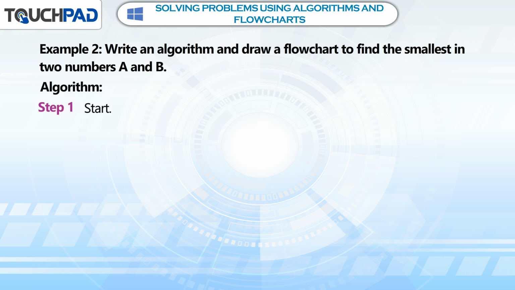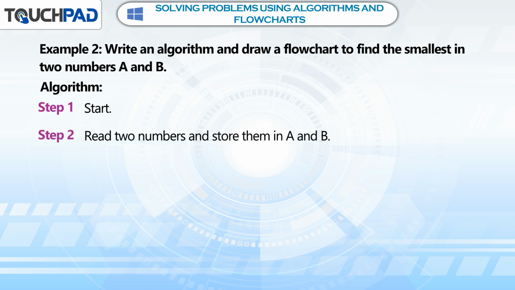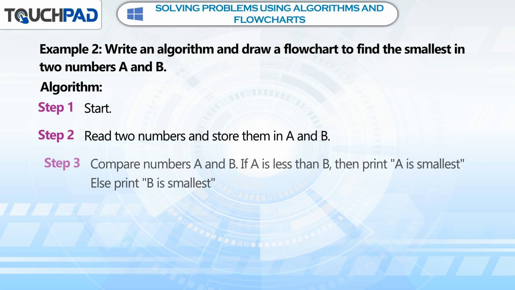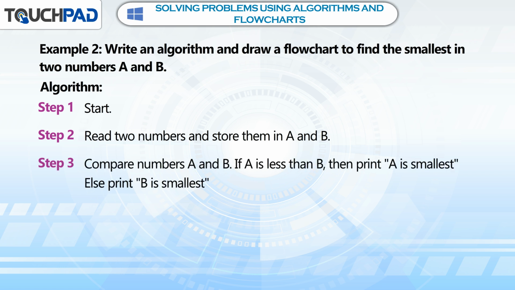Algorithm. Step 1. Start. Step 2. Read two numbers and store them in a and b. Step 3. Compare numbers a and b. If a is less than b, then print a is smallest, else print b is smallest.